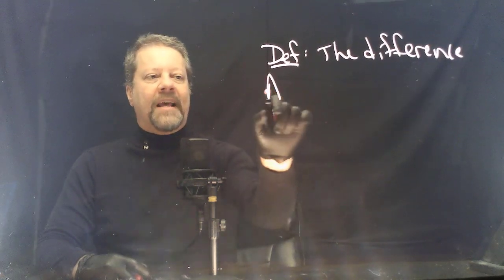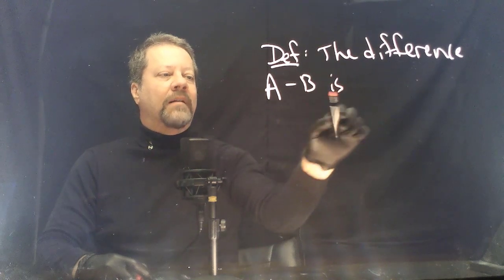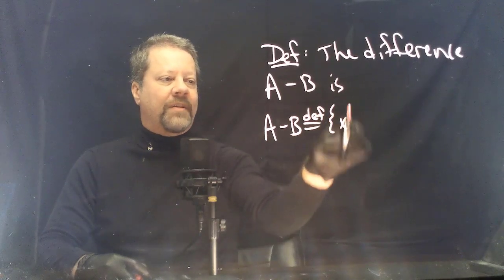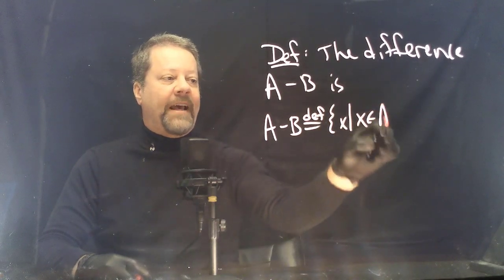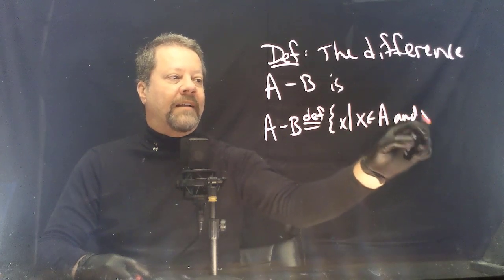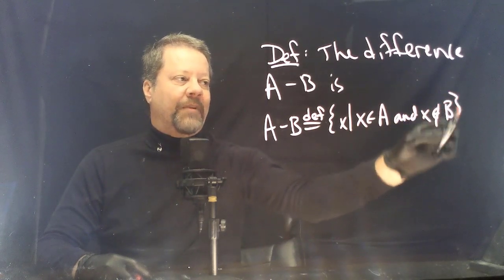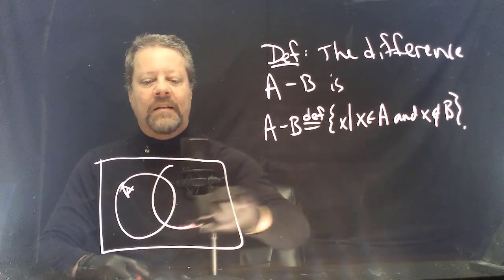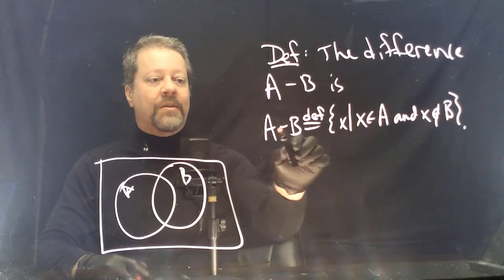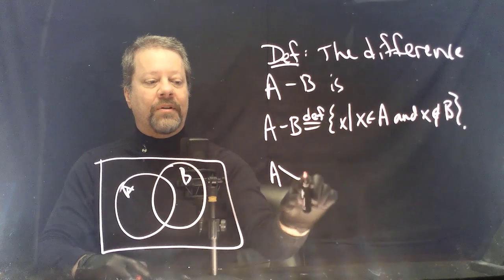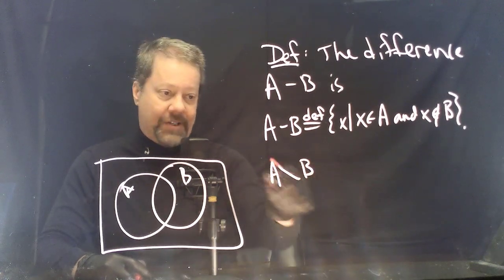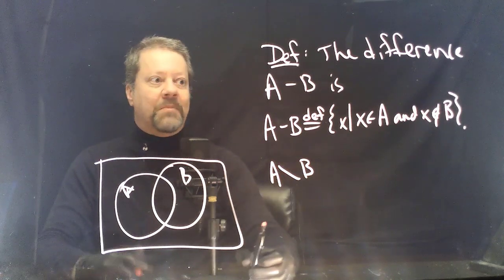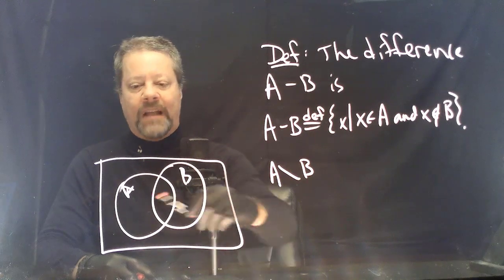The difference, A minus B, is the set of all x such that x is an element of A and x is not an element of B. So if this is A and this is B, when we subtract, and by the way, this is also commonly denoted with a diagonalized slash like this instead of a minus sign. I kind of like that minus sign because we're subtracting the parts in B that happen to overlap A off.